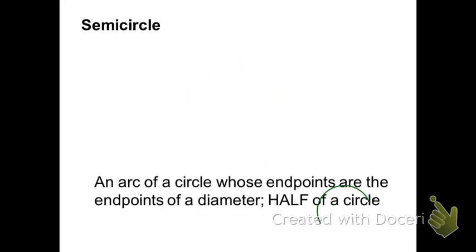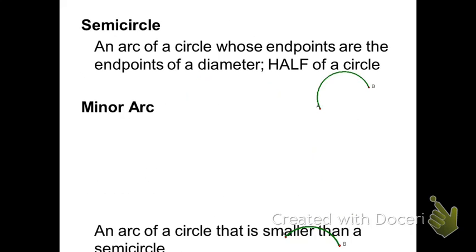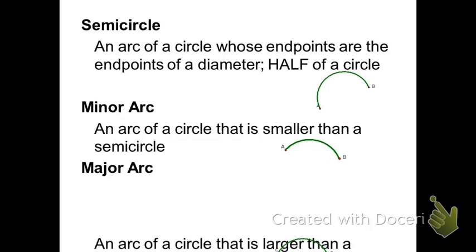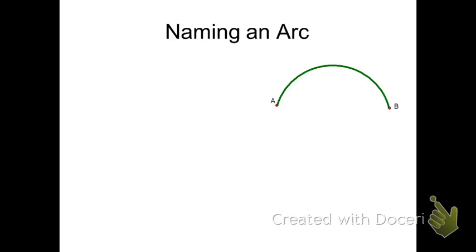There are 3 different types of arcs. You have a semicircle, which is exactly half of the circle. So a semicircle is always going to be 180 degrees. A minor arc is an arc that's smaller than a semicircle, or an arc that's less than 180 degrees. And a major arc, I bet you can't guess what that is. Well, that's an arc that is larger than a semicircle. So it's an arc that's bigger than 180.